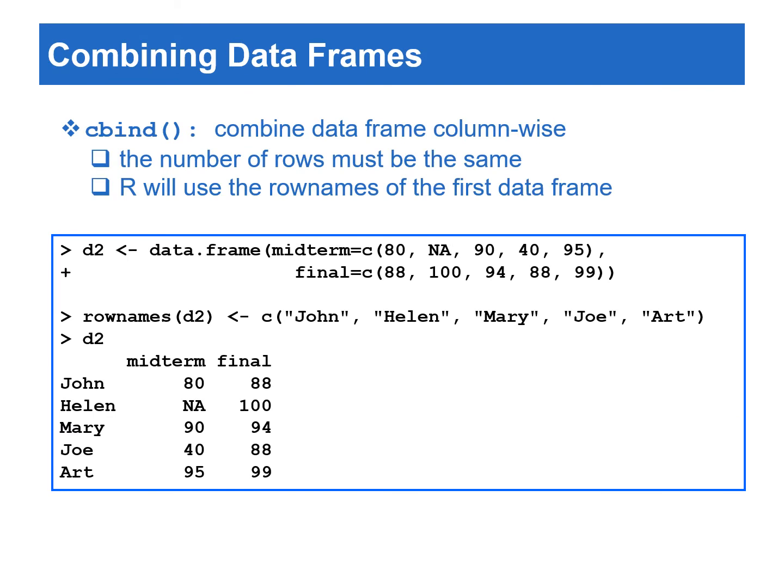We can use the cbind function to combine data frames column-wise, just like we did for combining matrices column-wise. The number of rows of the combined data needs to be the same; however, the row names of the data frames can be different. The row names of the first data frame are used in the combined data.